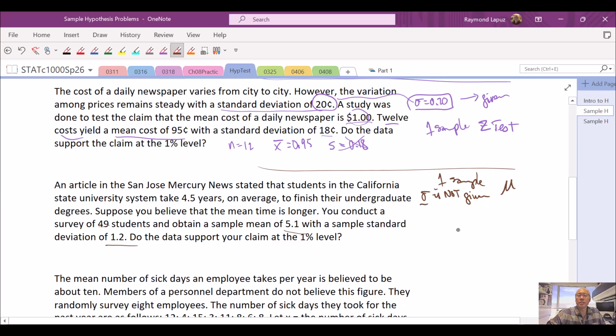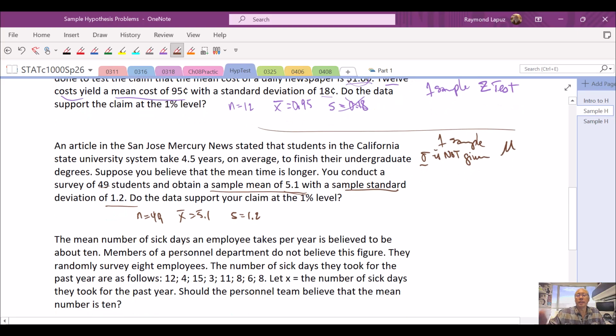When your sigma is not given, let's write down the other stuff here. N is equal to 49. Our sample mean is 5.1. That's x bar. And our sample standard deviation, S, is equal to 1.2. Remember, we use S and not sigma. All right, and since sigma is not known, we're going to use a t-distribution. So this is a one sample t-test, or just a t-test.